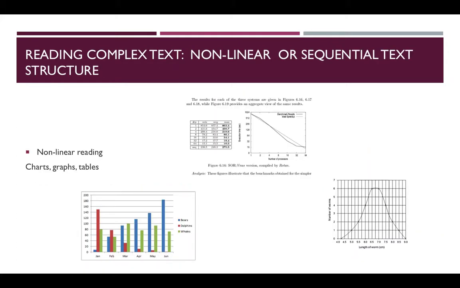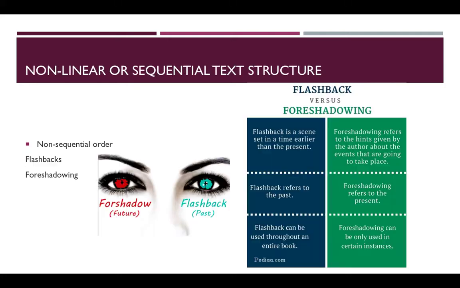Another factor that can cause reading text to be complex would be the structure of the text, such as nonlinear or non-sequential text structure. Nonlinear reading includes charts, graphs, tables, and non-sequential order includes flashbacks and foreshadowing. Flashback is a scene set in time earlier than the present. It refers to the past, and it could be used throughout the entire book. Foreshadowing refers to the hints given by the author about the events that are going to take place. Foreshadowing refers to the present and can be used in certain circumstances.